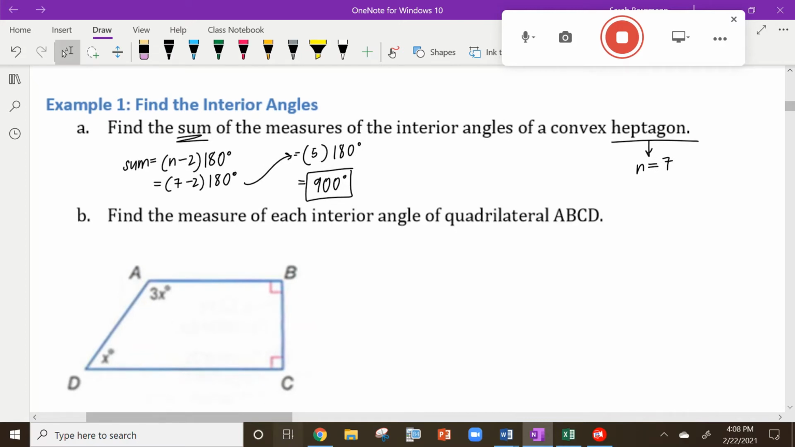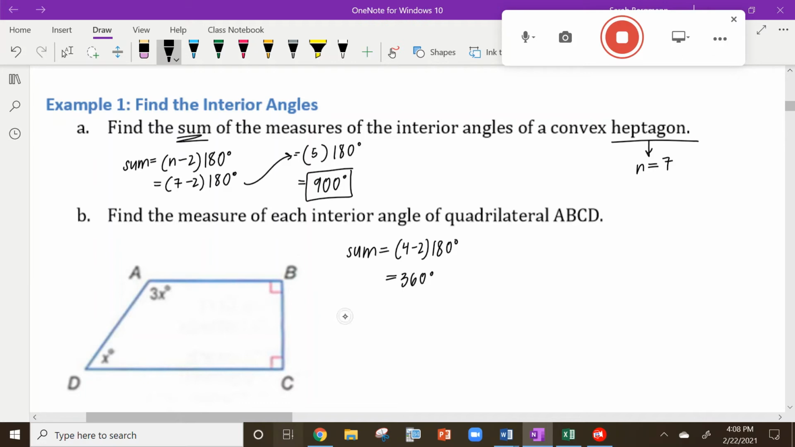Now let's try problem B. It says find the measure of each interior angle of quadrilateral ABCD. Obviously I already know angle B and angle C each have a measure of 90. But I need to figure out the value of x in order to find the measure of angle A and D. You may already remember the sum of the quadrilateral interior angles. However, if you forgot, we could always use our formula. The sum would be (4 minus 2) times 180 degrees, which gives us 360 degrees.